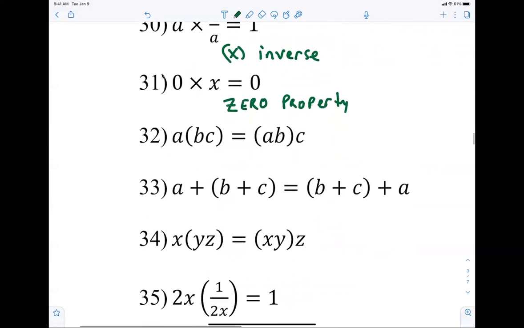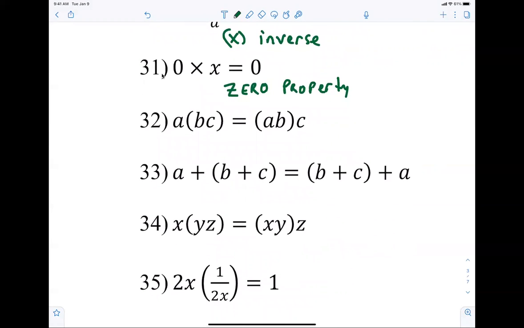All right, Eddie. Number 32. Associative property. Yes. Associative property of what, though? Of multiplication. All right, Tyler.